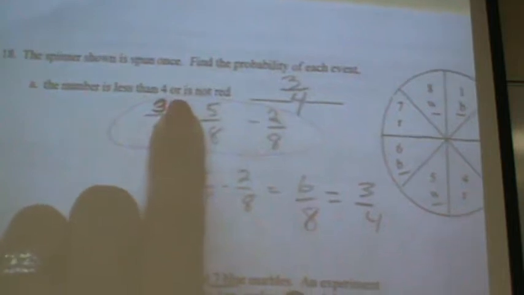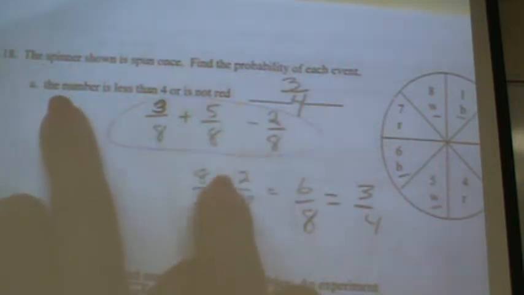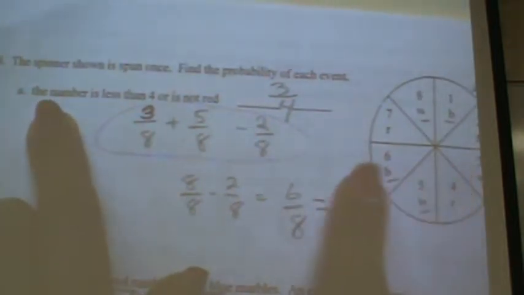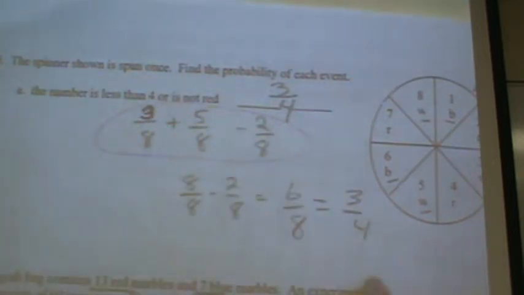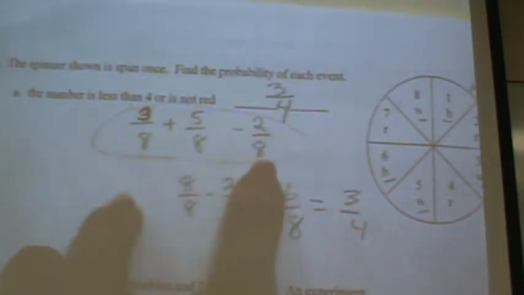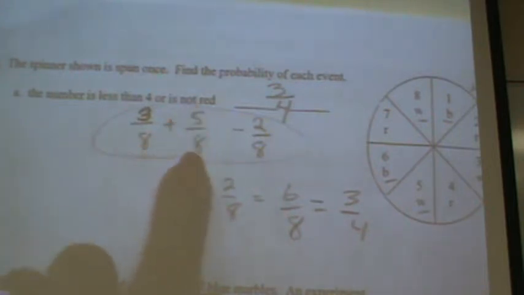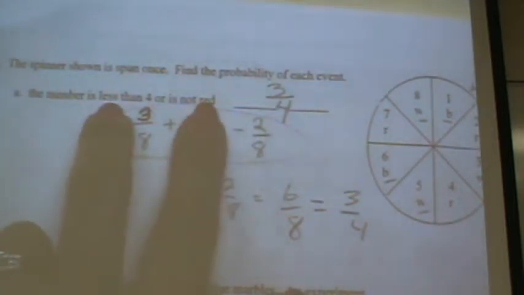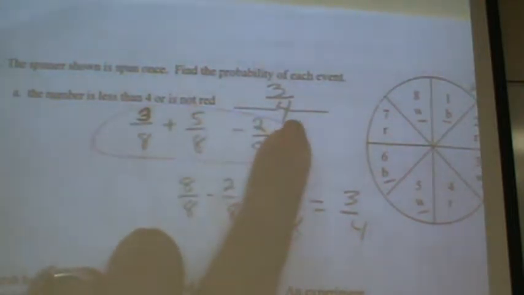Number 18. This is an or problem. So you gotta figure out, is it mutually exclusive or inclusive? So in other words, are any of these numbers less than 4 and not red? Yes, there are some. So there's some that are both. So you have to use the formula that you add and then subtract the one that's both. So 3/8 are the numbers that are less than 4. The ones that are not red are 5, and the ones that are both of these two are 2. So it's 8 minus 2, which is 6, 6/8, which is 3/4.